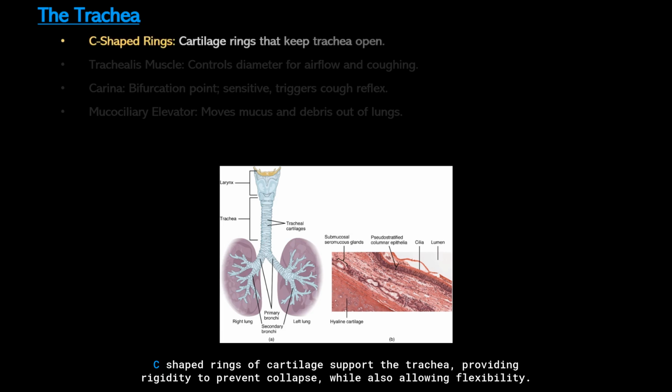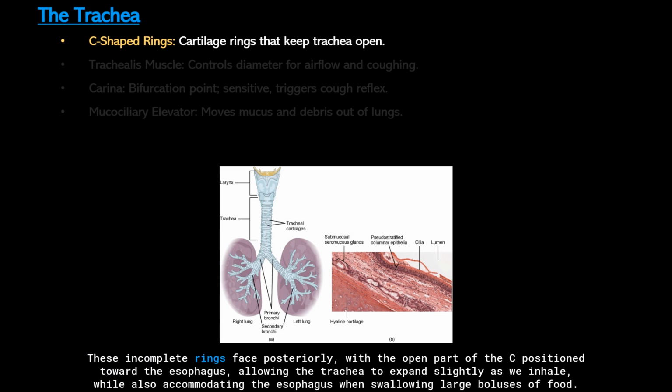C-shaped rings of cartilage support the trachea, providing rigidity to prevent collapse while also allowing flexibility. These incomplete rings face posteriorly, with the open part of the C positioned toward the esophagus, allowing the trachea to expand slightly as we inhale, while also accommodating the esophagus when swallowing large boluses of food.